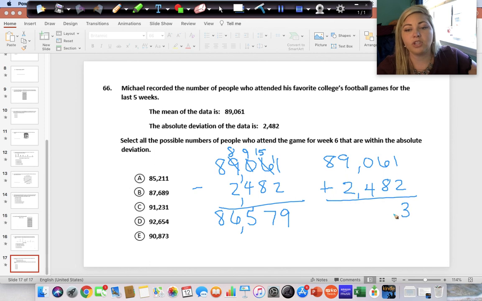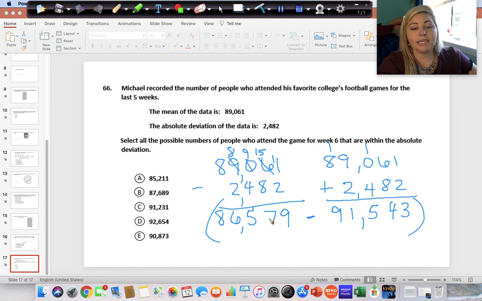And then we are adding over here. So 1 plus 2 is 3. 6 plus 8 is 14. Carry the 1. 1 plus 4 is 5. 9 plus 2 is 11. Carry the 1. 1 plus 8 is 9. So anything within this range, 86,579 to 91,543, we can check off.